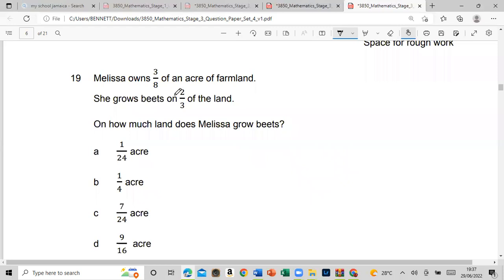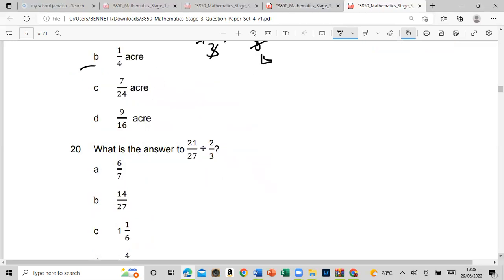So 2/3 of it, right? She owns 3/8 and she grows beets on 2/3 of the land. So that is being multiplied, right? So like a quarter. So bam bam. This cancels this: 2 into this is 1, and this becomes 4. So a quarter of 8 for that. I should revisit that one.